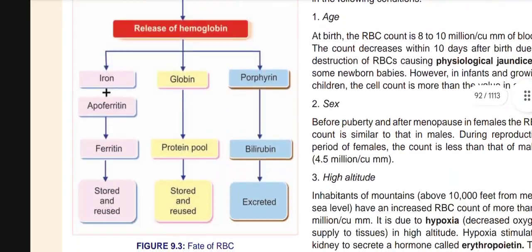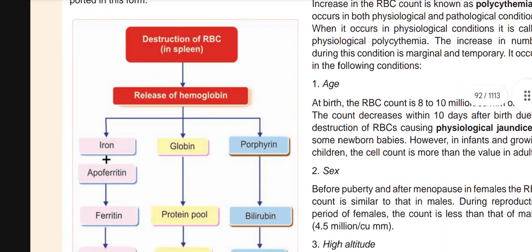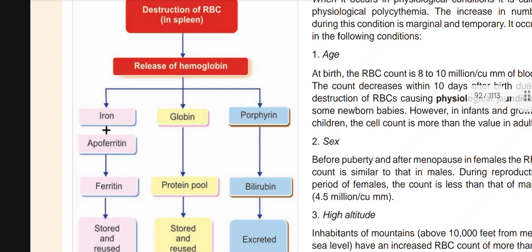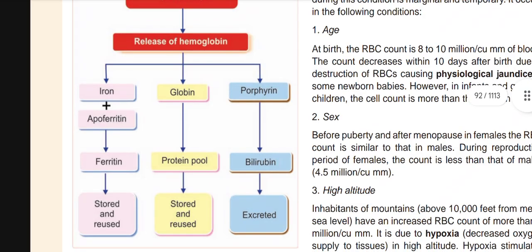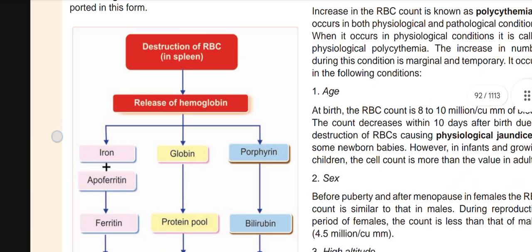If we take a snapshot, how does destruction of RBC in the spleen happen? Release of hemoglobin occurs. From this, three fragments appear: one is the iron part, one is globin, and one is the porphyrin ring. When iron is attached with the protein apoferritin, it is converted into ferritin, stored and reused later. Globin is also stored in the protein pool and reused, but porphyrin is converted into bilirubin, which is excreted through the excreta or stool.